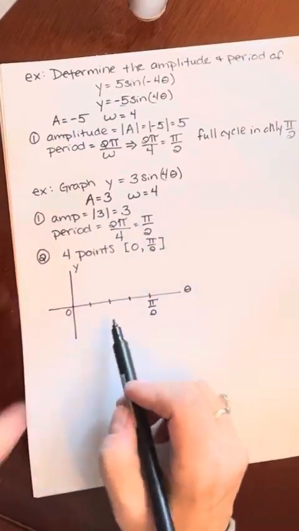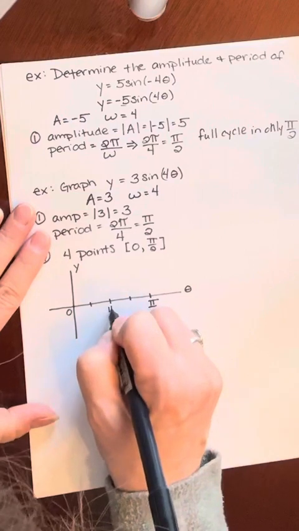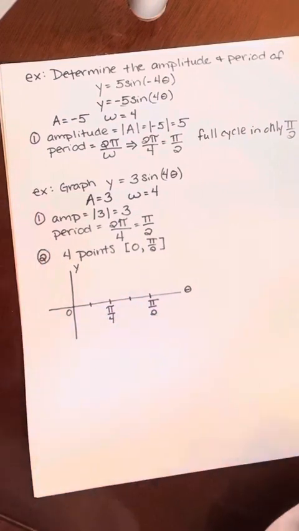So we've got, what's half of pi over 2? Or what's half of a half? That would be pi over 4.